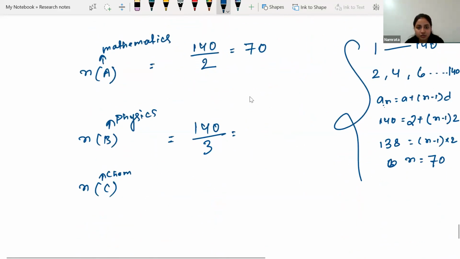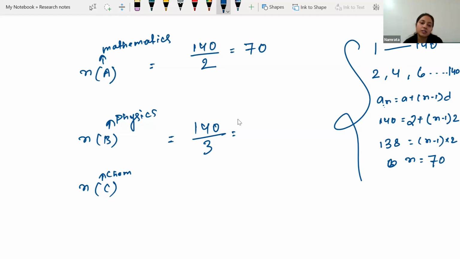This one is the shortest way to do the same thing. We will not be writing out the AP and GP every time. Quickly, we will see 140. From 1 to 140 there are straightforward natural numbers.